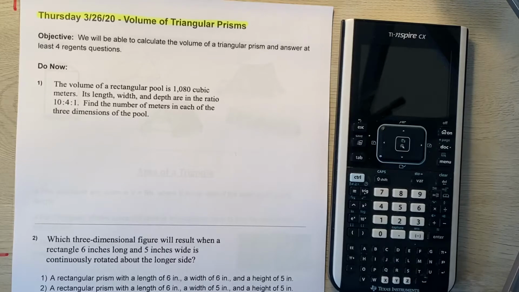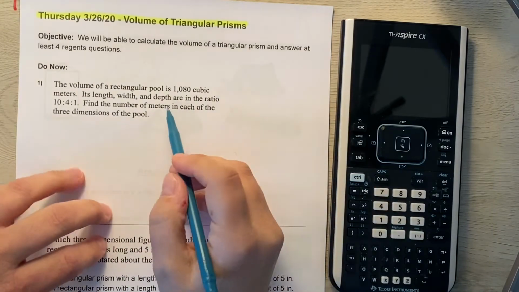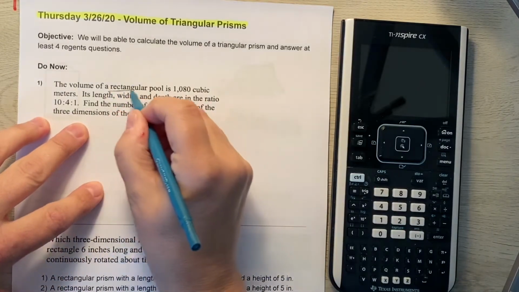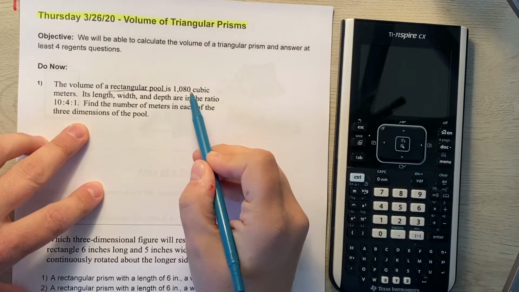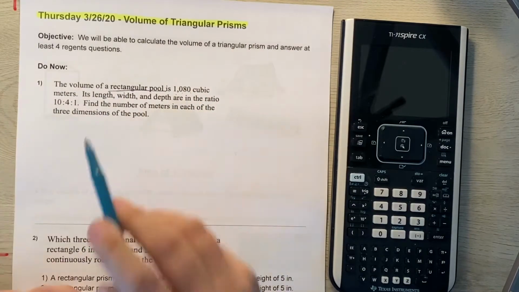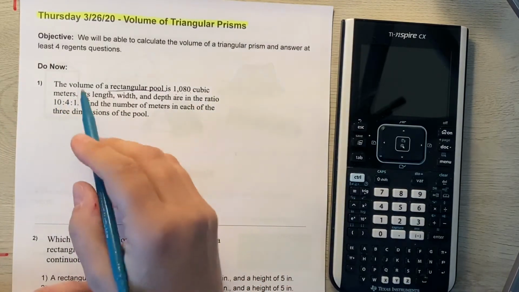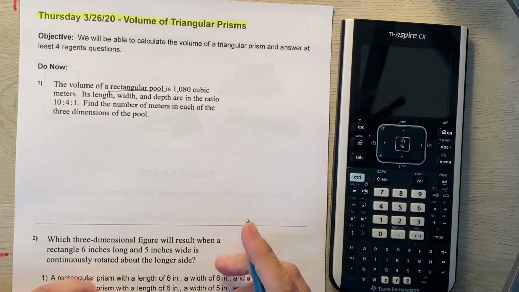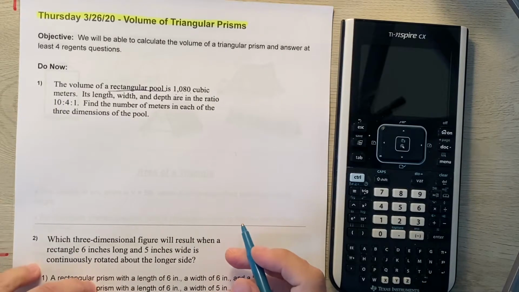Okay, so this is for Thursday, March 26th. And we're going to be doing volume of triangular prisms. But first, I want to go over these two do now questions, which are review. Okay, so number one, the volume of a rectangular pool is 1,080 cubic meters. Its length, width, and depth are in the ratio of 10 to 4 to 1. Find the number of meters in each of the three dimensions of the pool.